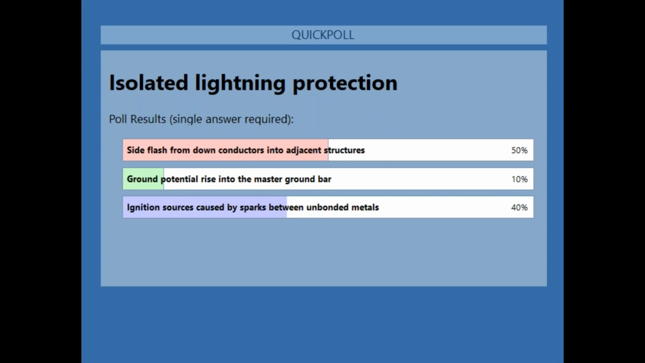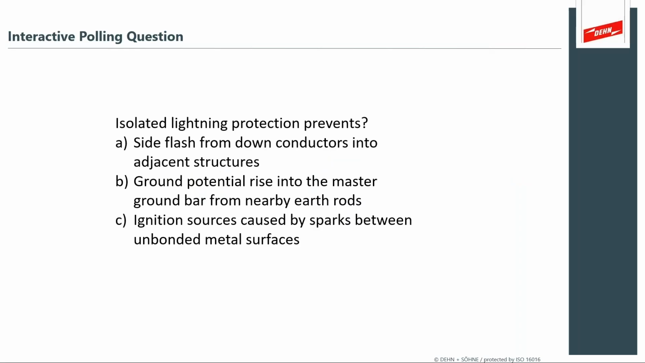If you're on the top of a co-located structure and you're running a police band radio, a police first responder radio, you're actually most worried about probably the things at the top. If you're running a data center in the basement, you're probably really worried about ground potential rise. And if you're worried about ignition sources between unbonded metal, if you're in a tank farm, I bet you're really worried about ignition sources from any unbonded metal. So it depends on your market, and I totally appreciate that. Thank you, audience, for your feedback on this. So there's really no wrong answer.